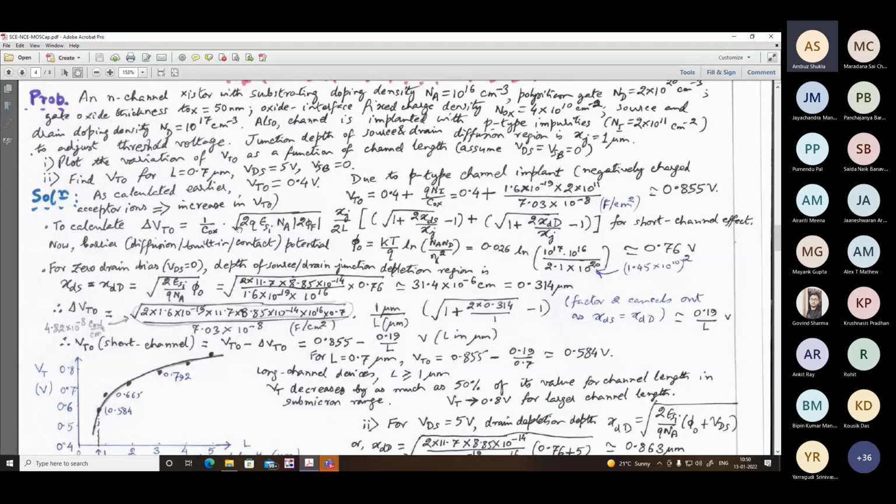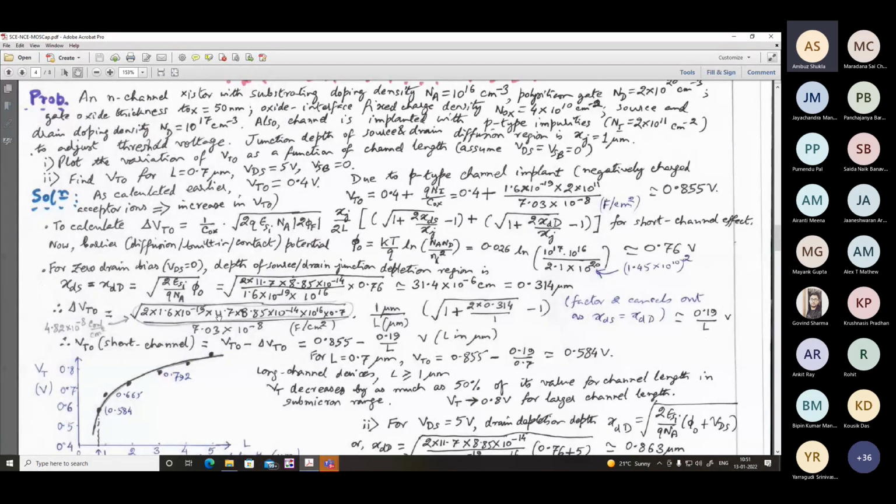That means delta VT is equal to what? 1 by COX. This is the detailed expression for the short channel effect. Now the barrier or diffusion potential phi 0 equal to this. All the values I'm just using from the given data. So phi 0 is 0.76 volt. For zero drain bias, that means VDS equal to 0, the depth of the source drain junction depletion region is here. So for VDS equal to 0, XDS equal to XDD. Absolutely symmetrical, it will be a perfect trapezium. Then you get this to be 0.314 micrometer. Just put the value. Now, how much change of voltage? For that also, you have to make use of this expression.